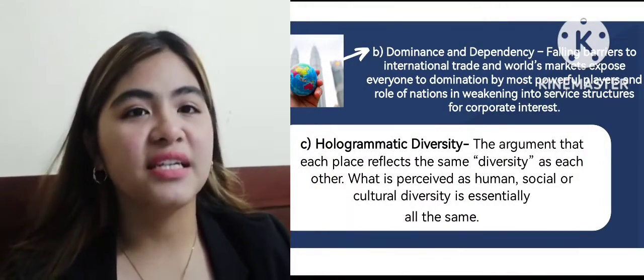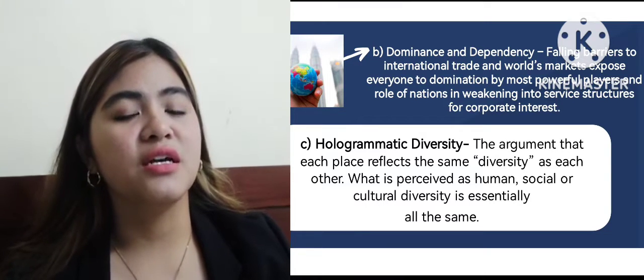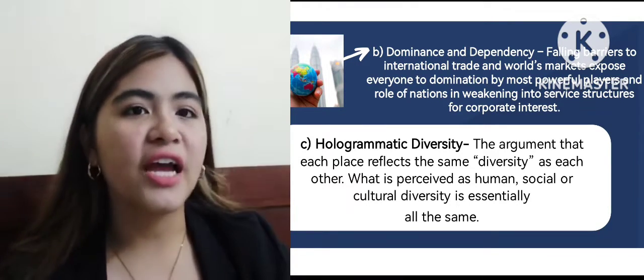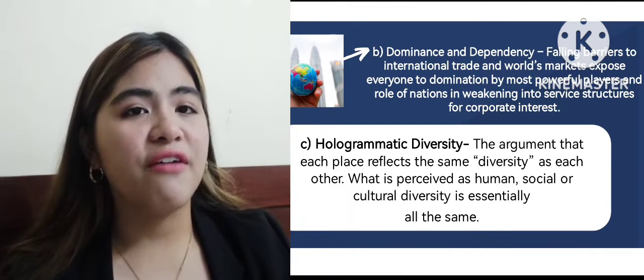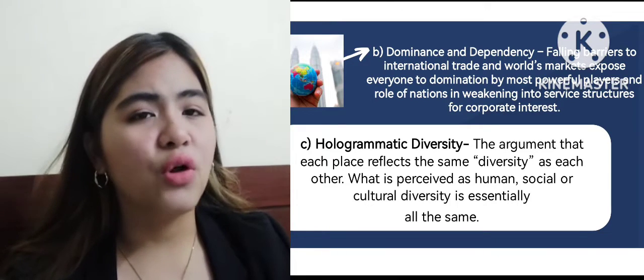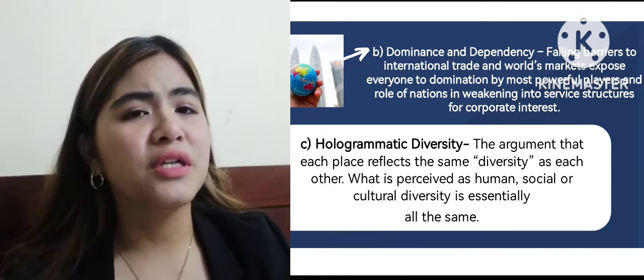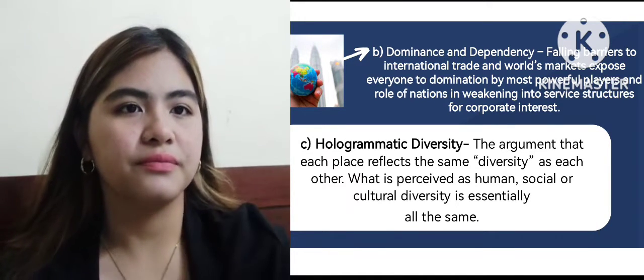Next is dominance and dependency. There are a lot of dominant countries in the world, and a few examples here are Russia, China, United Kingdom, and USA. They have the greatest autonomy out of all the countries in the world. They have powerful players and roles in nations to use in corporate interest.